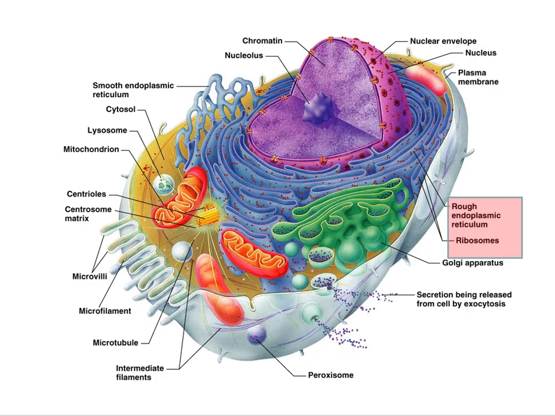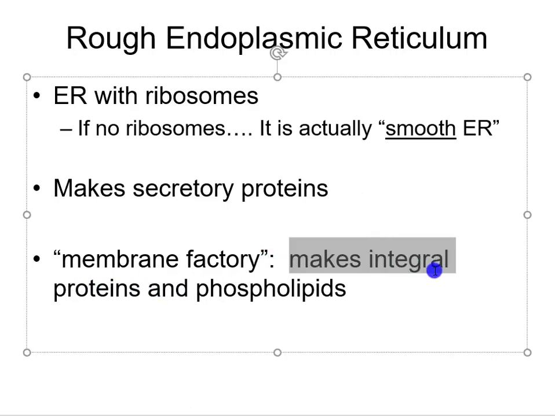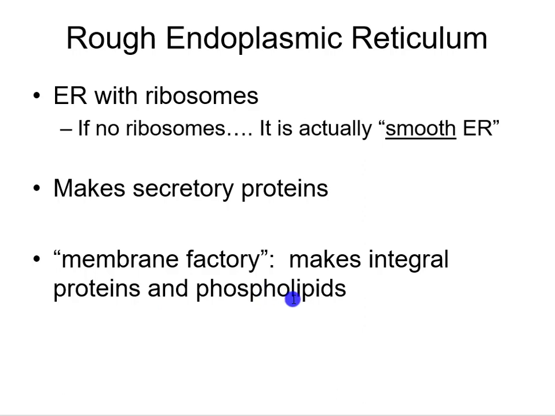But at the end of the day, for our purposes, both of them do the same thing, which is making proteins. The rough ER is also considered to be a membrane factory. So it makes different integral proteins, and by integral proteins, that just means proteins that are embedded within the cell membrane. And it also makes phospholipids. So these are all functions of the rough ER.